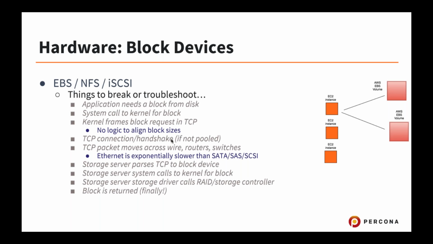So let's move on. We've framed the request in TCP. Now we handshake if we don't already have a pooled connection to our NFS or iSCSI or EBS. The TCP packet moves across a copper wire, which is slow, through routers, switches, potentially an Ethernet cable someone could trip over. The storage server has to parse the TCP back into a block device request, pass it to the kernel, which passes it to the storage driver, and then eventually it makes it down to a disk.